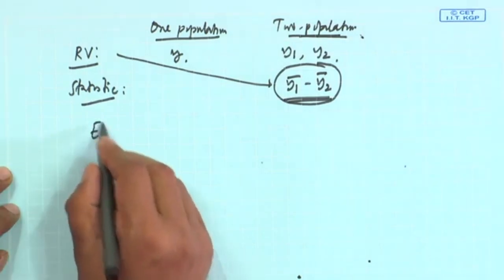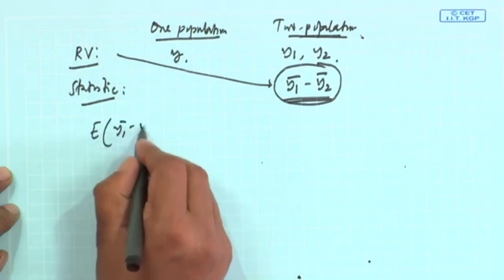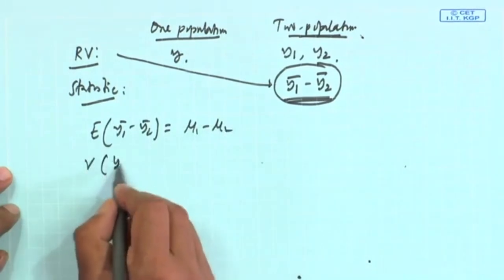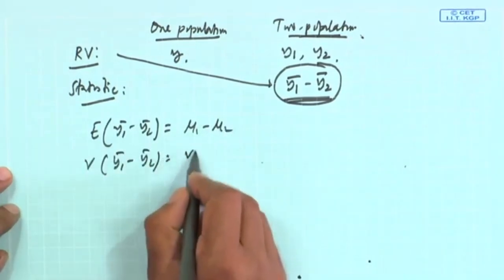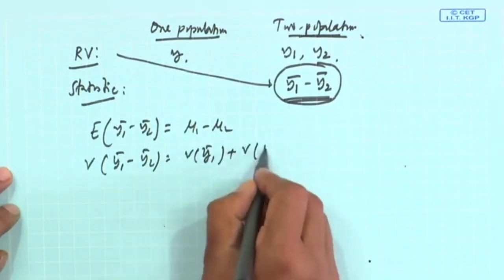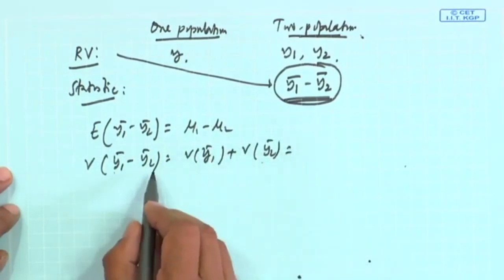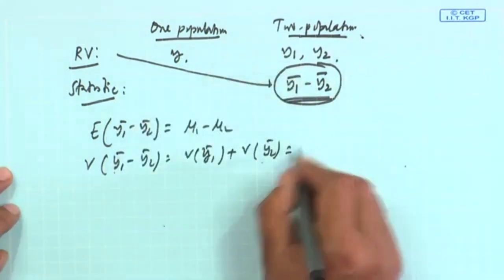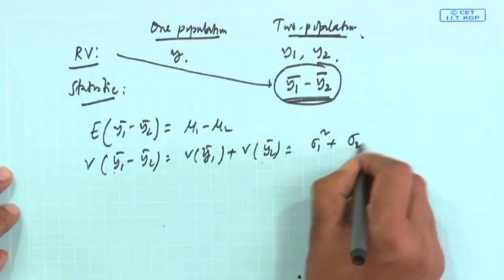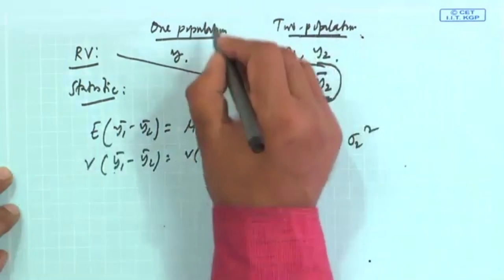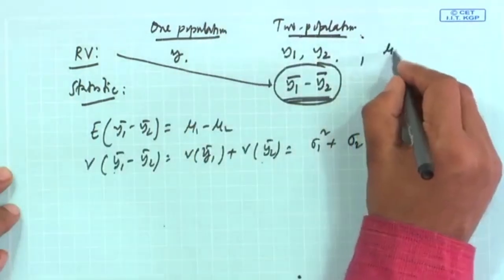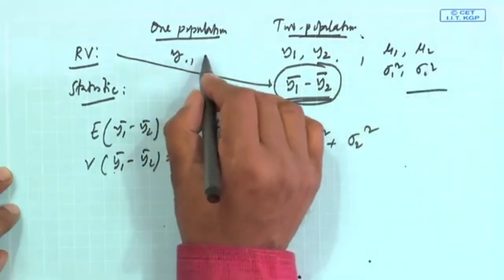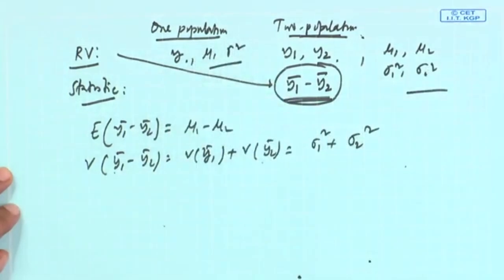What do you want to know? You want to know the expected value of y 1 bar minus y 2 bar, that will be mu 1 minus mu 2. You also require the variance of y 1 bar minus y 2 bar, it will be the variance of y 1 bar plus the variance of y 2 bar, because y 1 bar and y 2 bar come from two different populations, they are independent. So, this will be your sigma 1 square plus sigma 2 square, when the two population means are mu 1 and mu 2 and variances are sigma 1 square and sigma 2 square.